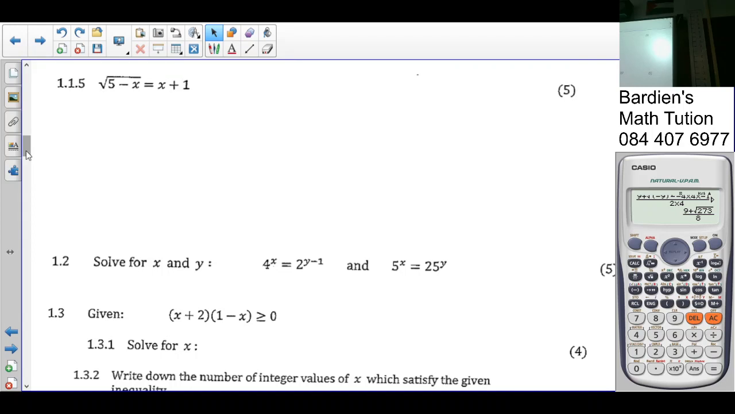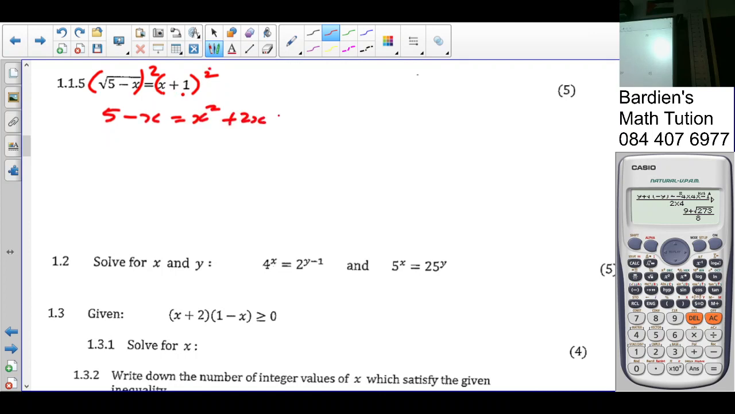Right, 1.1.5, your third question. Is the square root on its own? Is the square root isolated? Yes. So what do I do now? I square both sides. If the square root was not on one side of the equal sign, I'd get it on its own first. Okay? So what's the square root of 5 minus x all squared? 5 minus x equals. First term squared is going to give you x squared. That times 2, so they give you plus 2x plus 1.